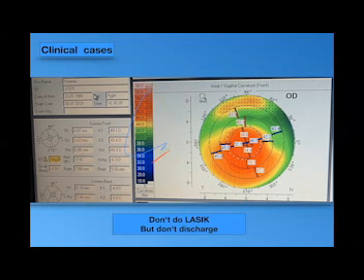Yes. And the pachymetry map and the elevation are within good situation. The thickness is more than 500, and the elevation is still within the range of +30 or +25 about the posterior elevation.